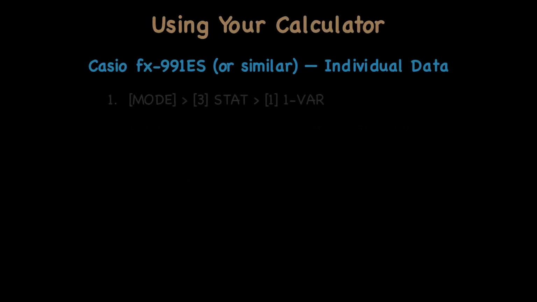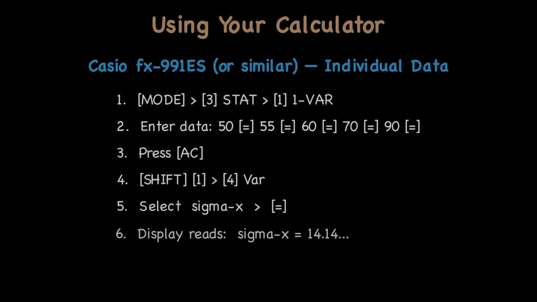You can also use your scientific calculator to find standard deviation directly. On a Casio FX991, first press Mode, then 3 for statistics, then 1 for one variable data. Enter each data value, pressing equals after each. Press AC, then Shift 1, then 4 for variables. Select sigma x and press equals. The display reads 14.14, which confirms our answer.